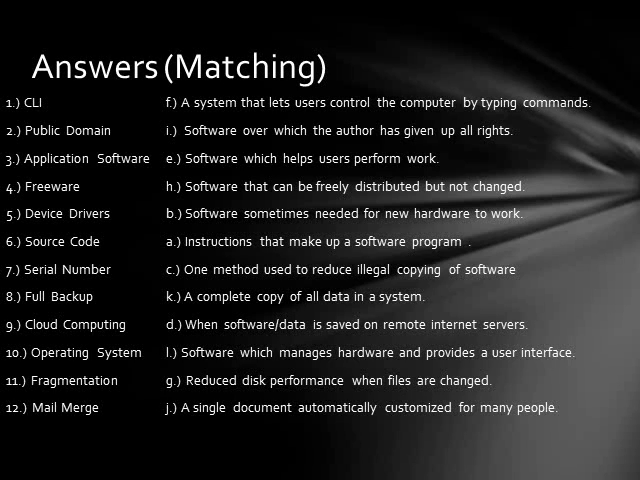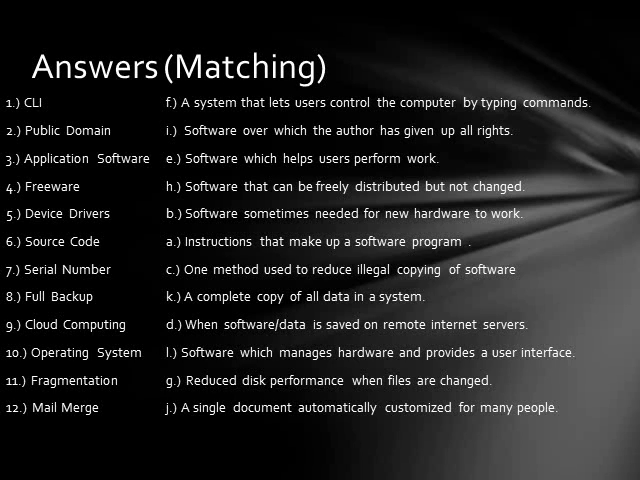For device drivers, the answer is B, software sometimes needed for new hardware to work. For source code, the answer is A, instructions that make up a software program. For serial number, the answer is C, one method used to reduce illegal copying of software. For full backup, the answer is K, a complete copy of all data in a system. For cloud computing, the answer is D, when software or data is saved on remote internet servers.